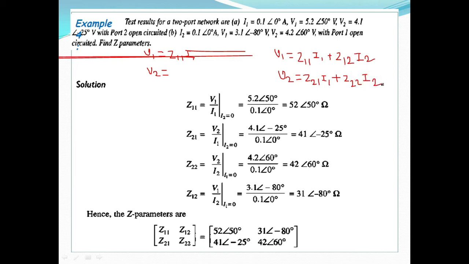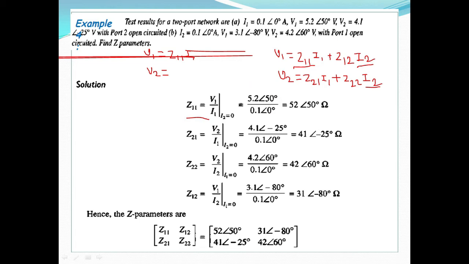This is the basic equation for the Z parameter. So first, I1 equal to 0 or I2 equal to 0. Where I2 is equal to 0, we find Z11 which is equal to V1 upon I1. The value of V1 is given, 5.2 at an angle of 50 degree, upon 0.1 at an angle of 0 degree.